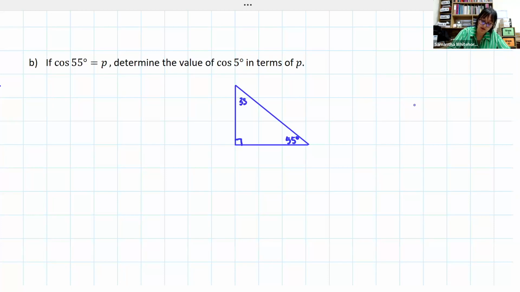This would then be 35 degrees if I use sum of angles in a triangle. Cos is adjacent over hypotenuse, so P over 1. And using Pythagoras, you get that your opposite is equal to square root 1 minus P squared.